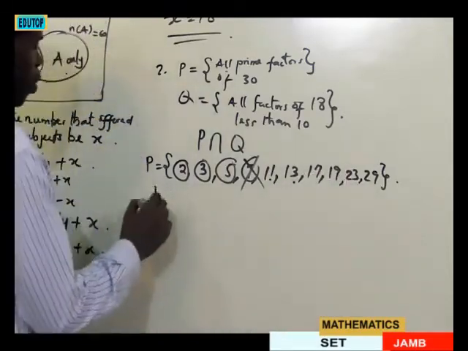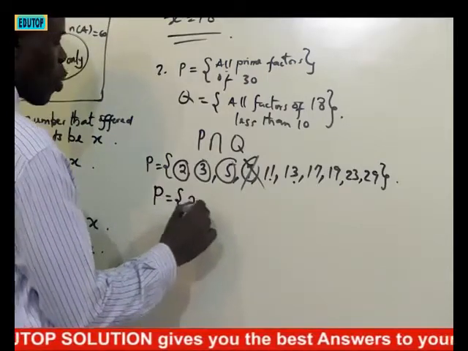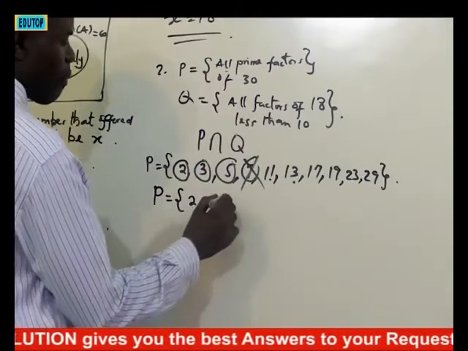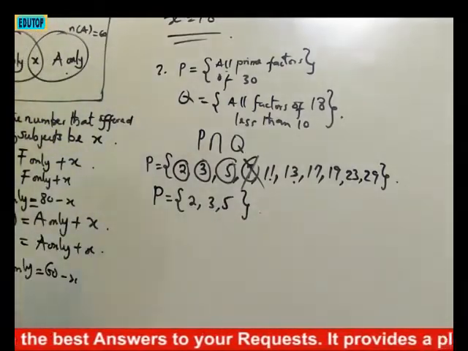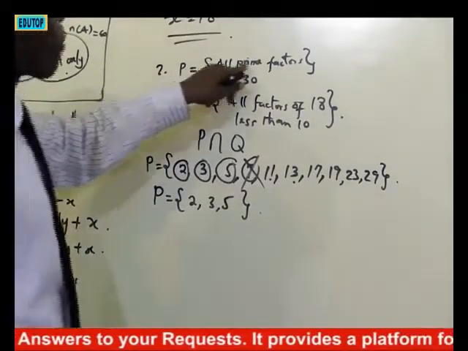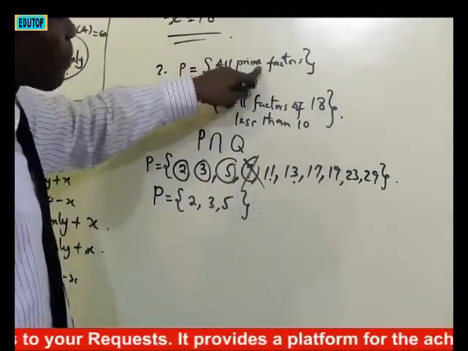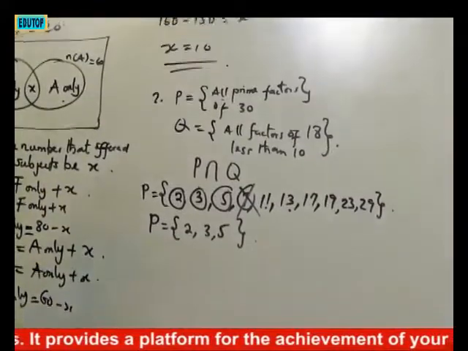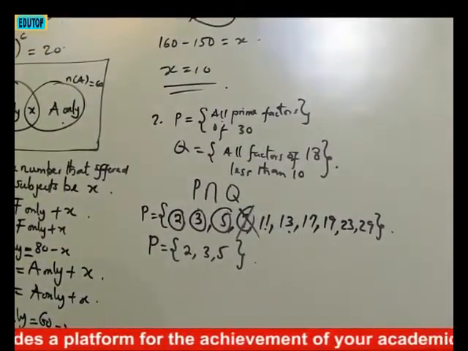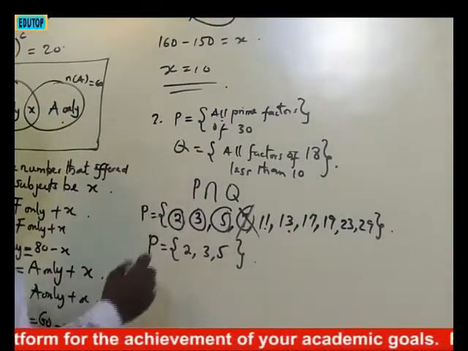So the prime factor P will now eventually be 2, 3, 5. That's what you're going to have. There is no other number, because the implication here is that all prime factors, that means the number must be prime and must also divide 30 without a remainder. Then this one is asking that all factors of 18 less than 10.